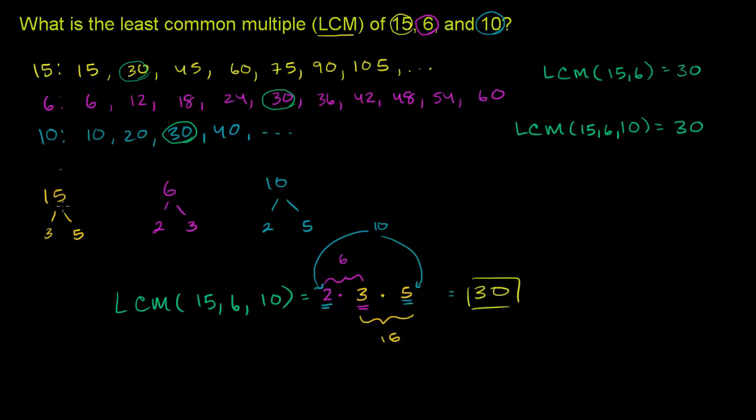So either way, hopefully both of these resonate with you and you see why they make sense. This second way is a little bit better if you're trying to do it for really complex numbers, numbers where you might have to be multiplying for a long time. Either way, both of these are valid ways of finding the least common multiple.